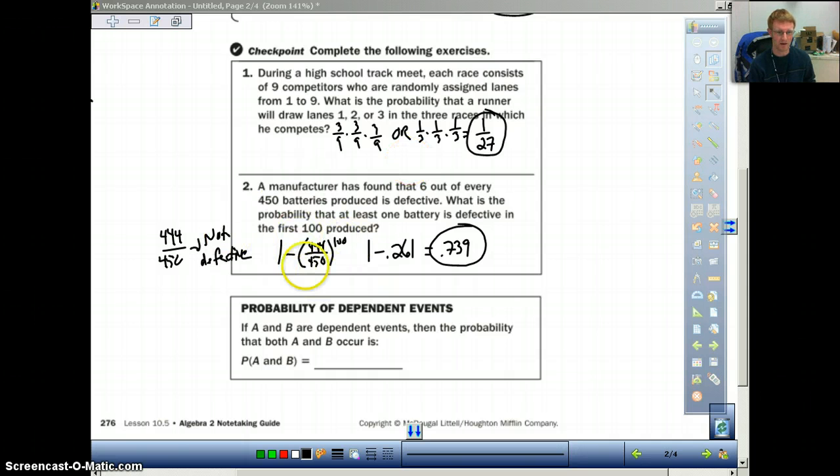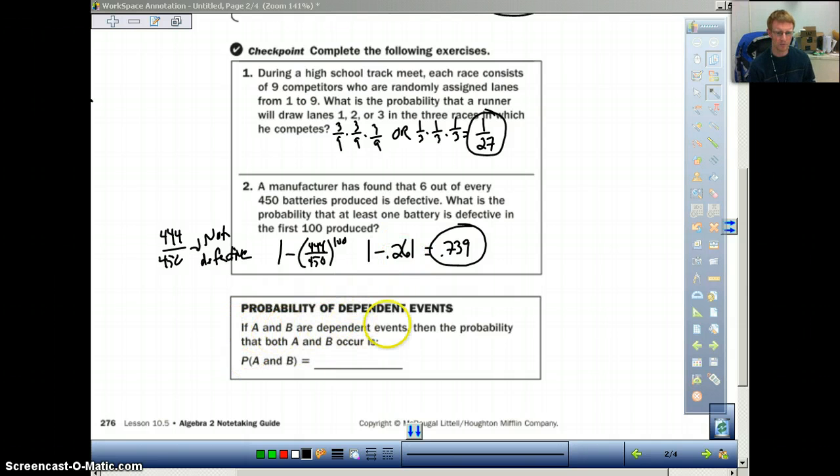So these are not defective. So 1 minus not defective gives us the probability of defective, and you get 0.739. Okay, so moving on from there, let's talk about dependent events. These are events that are actually dependent on each other. And here, this is how it works.